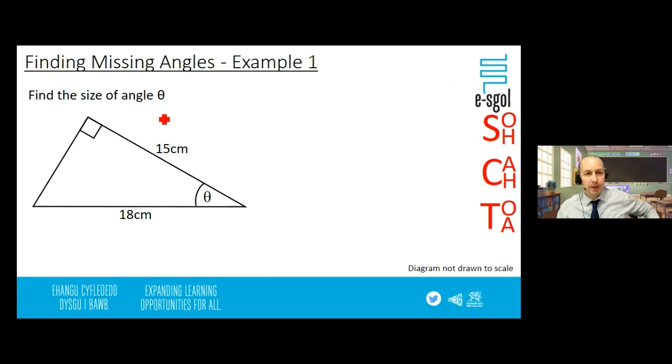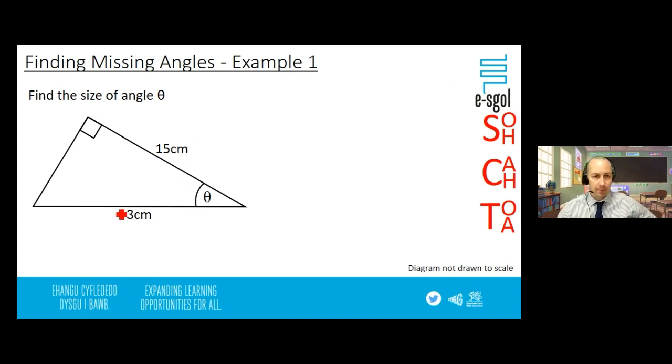It's a letter in the Greek alphabet, but generally it's used for a missing angle. So if we're finding a missing angle, it could be called theta. It doesn't have to be. It could be called X. It could be called K. It could be called any letter really. But for this question, I've used theta.